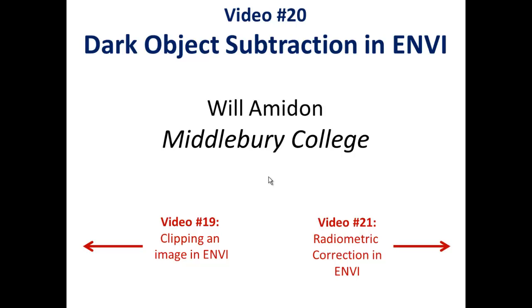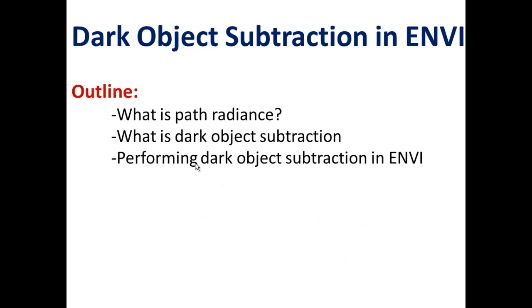And so in order to do spectral mixing, we need to make sure that we're getting really clean reflectance spectra from whatever material is on the ground. And part of doing that means stripping off any backscattered atmospheric component. And that backscattered atmospheric component of radiation is called path radiance. So in this video, I want to talk about what path radiance is, and then how dark object subtraction is used to remove it, and then show you how to actually perform dark object subtraction in ENVI.